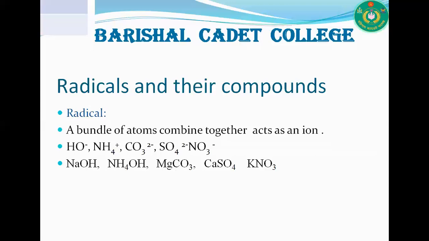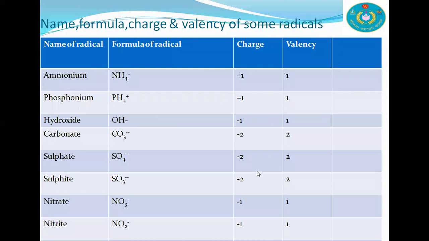This is radical. There are some radicals and valencies. Ammonium ion 1, phosphonium ion 1, hydroxyl group, valency 1, carbonate 2, sulfate 2, sulfide 2, nitrate 1. These are the charges of the radicals and these are the valencies of the radicals which are given here. So this is the charge and this charge is shown as a valency here.